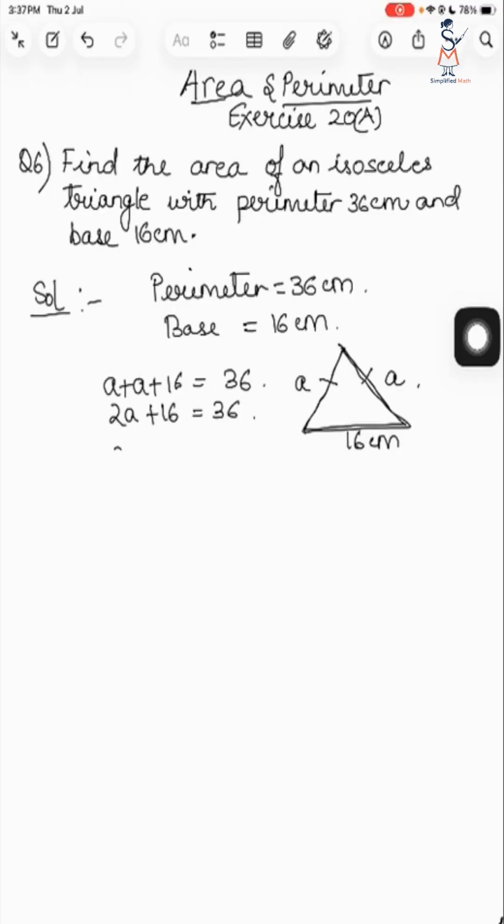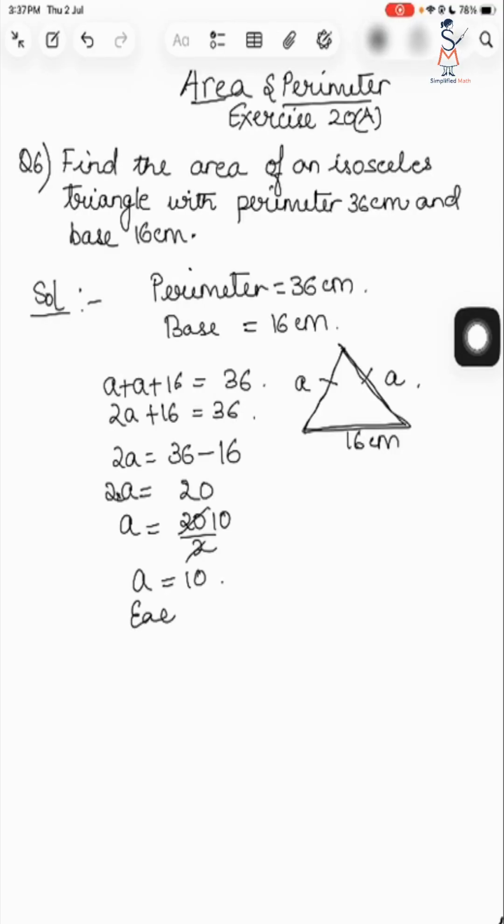That is, 2A is equal to 36 minus 16. 16 goes to the other side and becomes subtraction, and that becomes 20. 2A is 20. So A is 20 divided by 2. Since 2 is multiplied by A, 2 goes to the other side and becomes divide. So A comes out to be 10. That means each equal side is 10 centimeter.